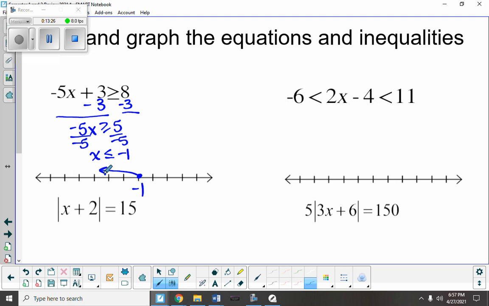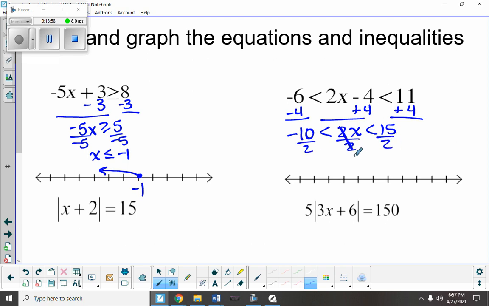Now the next one is a compound inequality. With one like this, I call it a sandwich type, you need to get the variable by itself in the middle. And the thing is, you have to work with all three parts. So first thing we're going to do to get 2x by itself is add 4. But if you add it here, you have to add it to the other parts. So you have negative 10 is less than 2x, which is less than 15. Then what you're going to do is divide by 2.